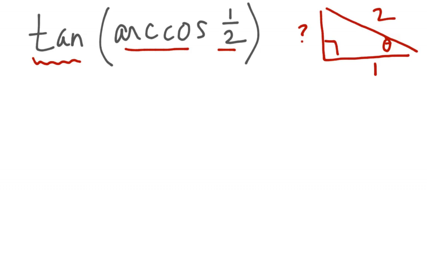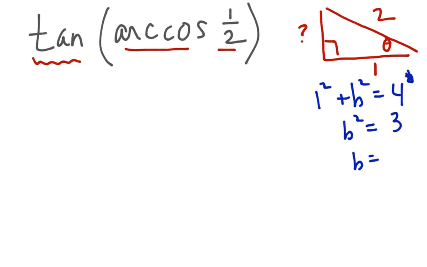Pythagorean Theorem. 1 squared plus b squared is equal to 4 squared. Oh, not 4 squared. Well, it's 4. Cross that out. My mind is thinking one step ahead. B squared is equal to 3. B must be equal to, and I only care about the positive here, square root of 3, because I'm talking about length of a triangle. So my question mark is now answered, square root of 3.